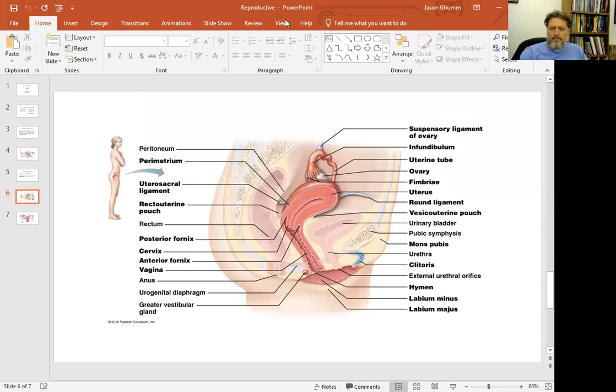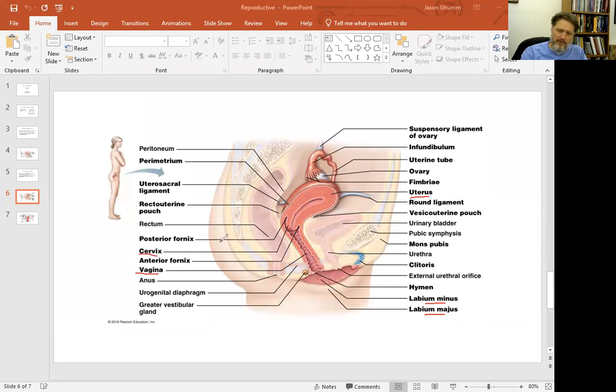All right, so let's go. The female reproductive system is made up of the labium minus and labium majus. You have the uterus, which is where a fetus would grow. You have the vagina, which is also known as the birth canal in this case.